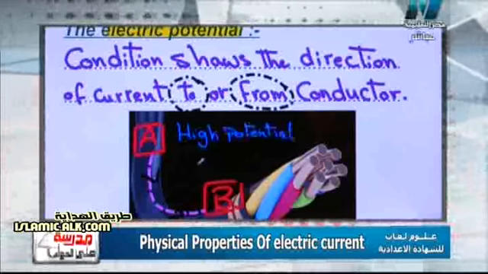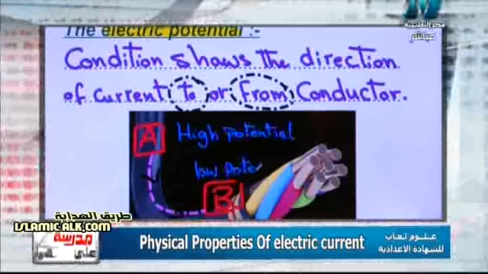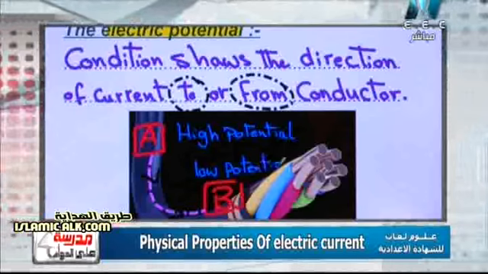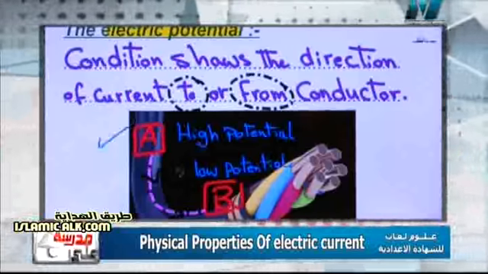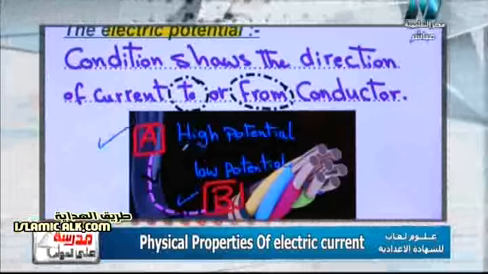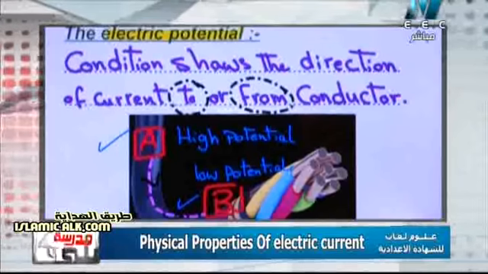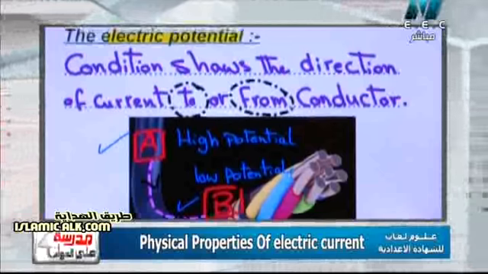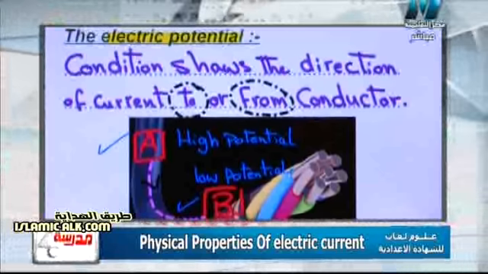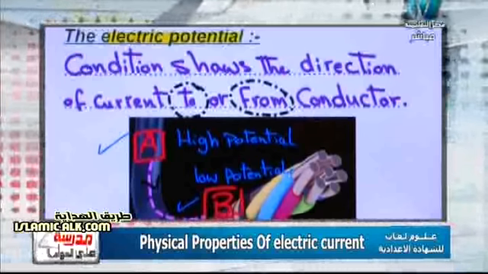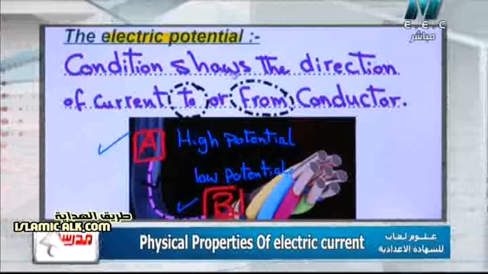B is low potential. So we have a difference between A and B. So we have a potential difference. عندنا حاجة اسمها إيه بقى؟ Potential difference. So we know electric potential, مبدئيا, shows the direction of current to or from the conductor. بيوريني اتجاه التيار الكهربي طالع منه ولا جاي له.